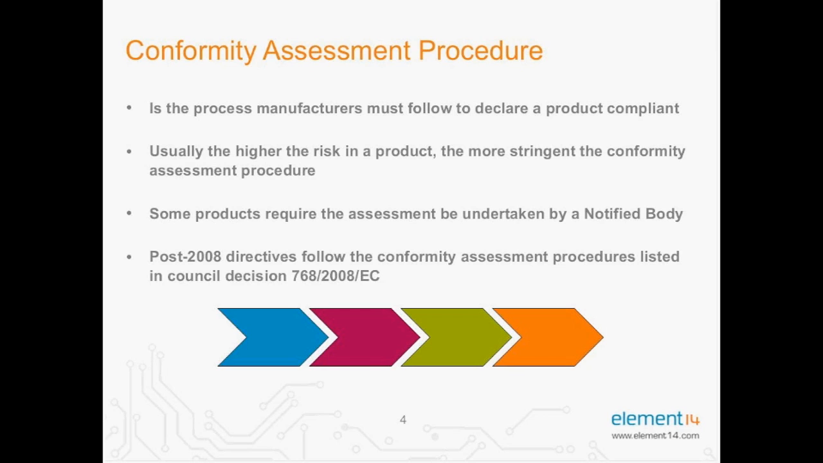The next term we've got for you here is the Conformity Assessment Procedure. This is a process that allows manufacturers to declare a product is compliant. Generally, the higher the inherent risk of a product, the more stringent the conformity assessment procedure must be. In certain cases, products require assessment by a notified body. For directives published after 2008, the conformity assessment procedure follows one of the framework procedures documented in Council Decision 768/2008 EC.